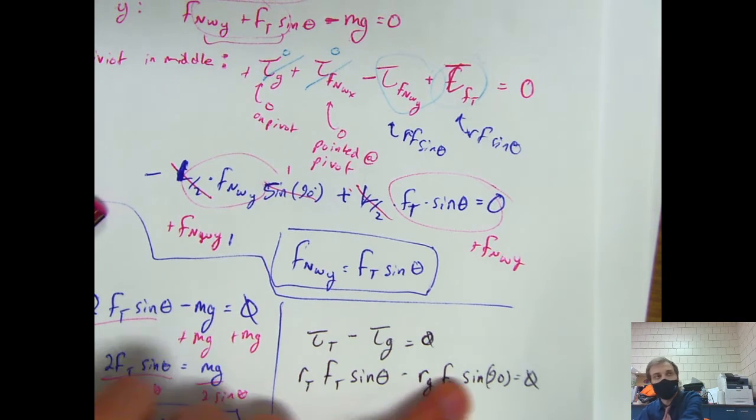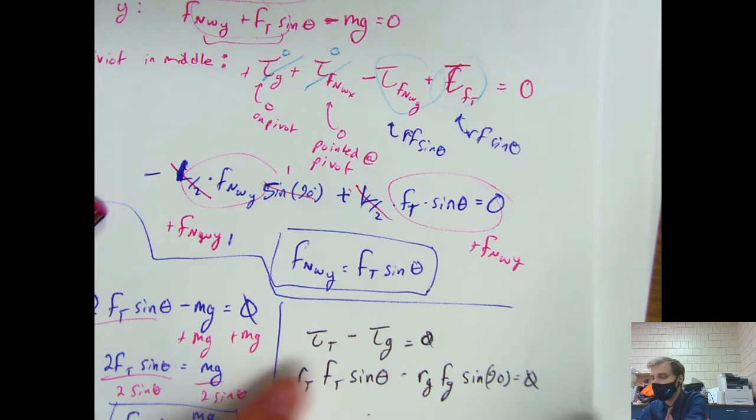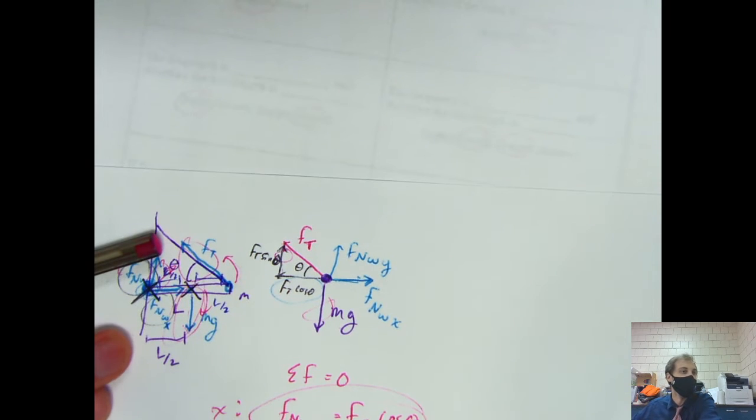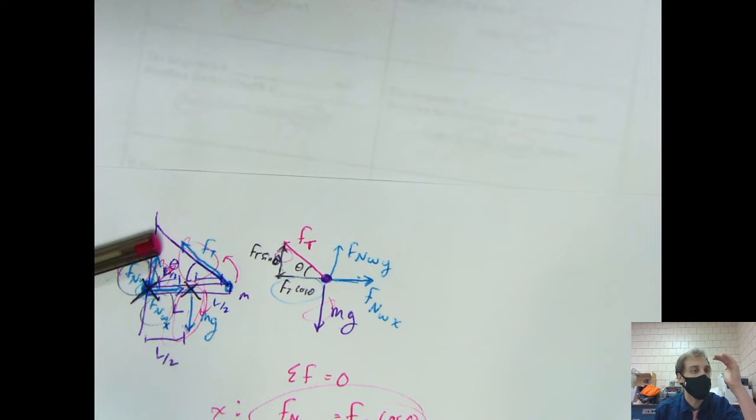Now I need to look at the R's. If I go back up, for gravity, it's from here to here. So that's L over, that's way too high. It's not which way it's going to spin, it's which way that specific torque will be trying to get it to spin. Does that make sense?